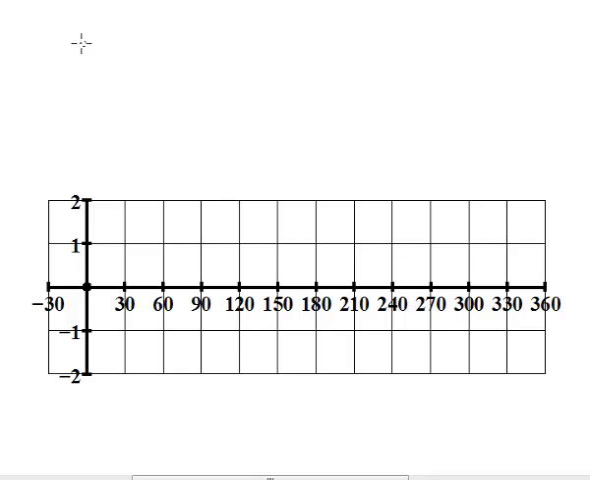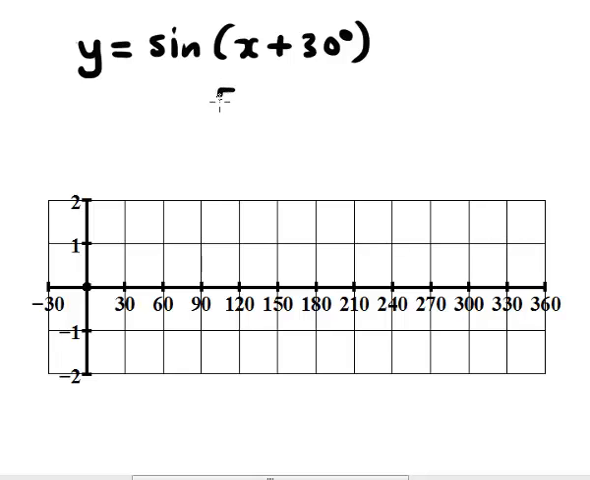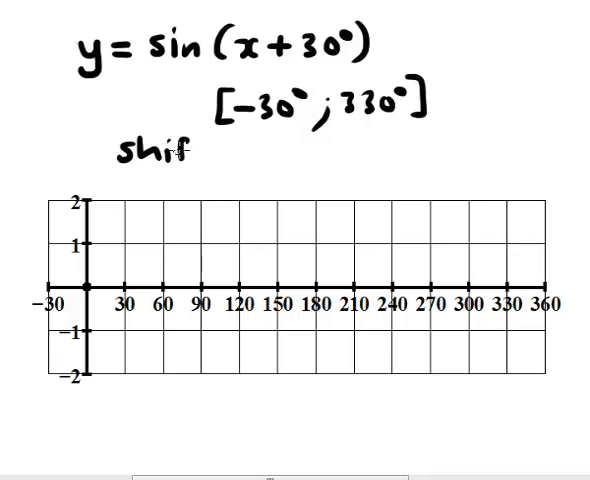Okay, grade 12s. Let's have a look at the graph of a horizontal shift. For example, let's take y equals sine of x plus 30 degrees, and we want to sketch this graph for the interval of minus 30 to 330. What this really means, like the other graphs, the parabolas, the hyperbolas, the exponentials, is that there is going to be a shift of 30 degrees to the left.